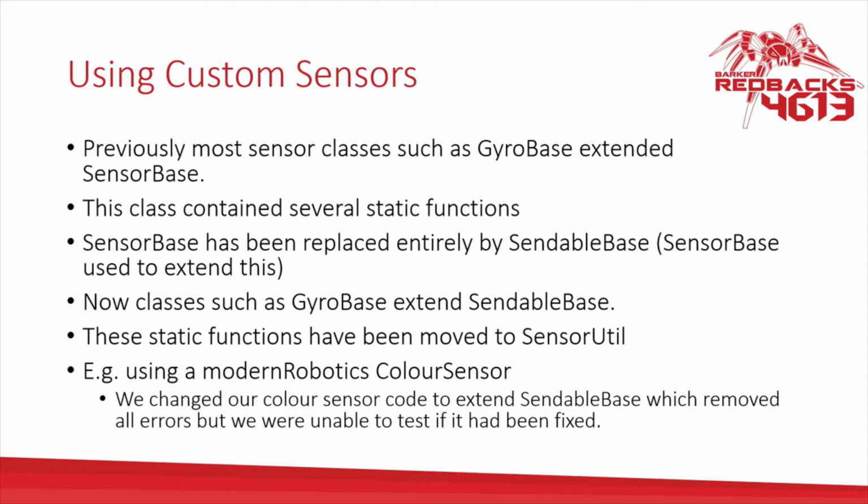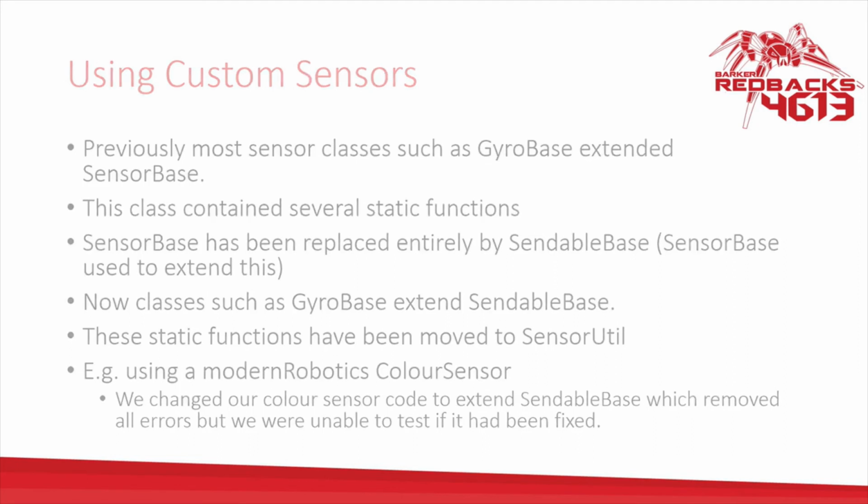For our team personally, we changed our car sensor code to extend SendableBase, which removed all errors in the code, but we had long since removed the actual car sensor from the robot. So we weren't able to test that it had been fixed, but it fixed all the errors. Again, we're not sure if it worked, but WPILib people seem to agree with us that was the correct approach, and this should fix your issues if you are using custom sensors for next season.